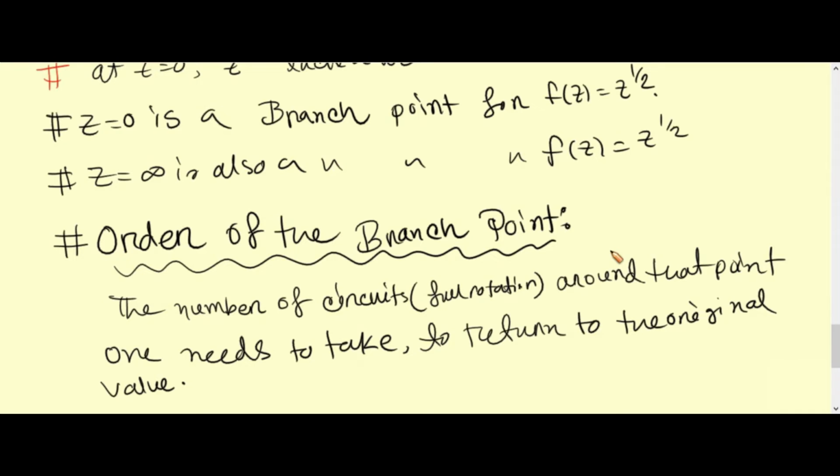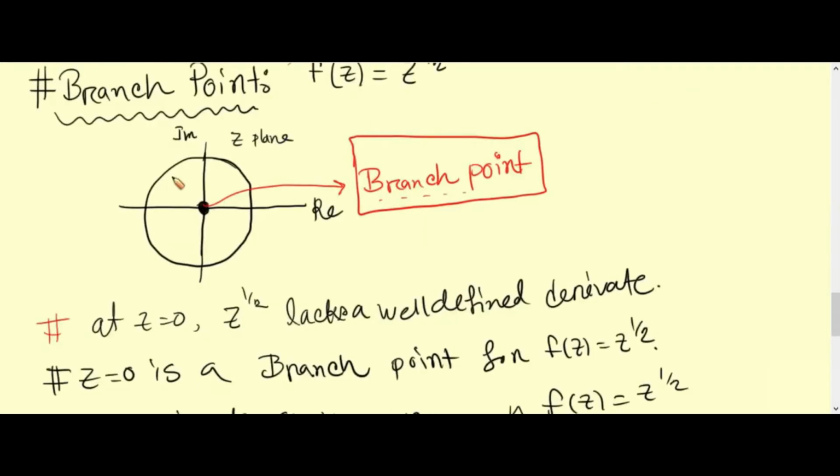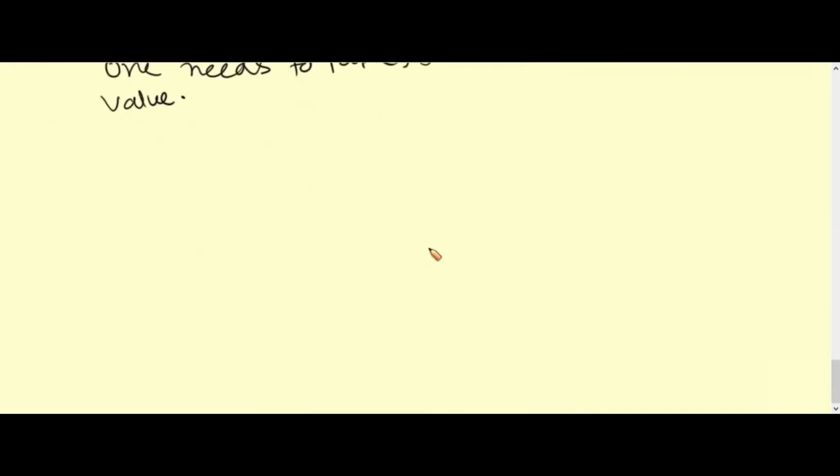Now we have discussed this branch point, and we are going to introduce something called a branch cut. What good will this branch cut do us? That's the question you might ask at this point, and the answer is that it will restrict you to a region where the function is single valued. So let's just go on with it. Branch cuts.